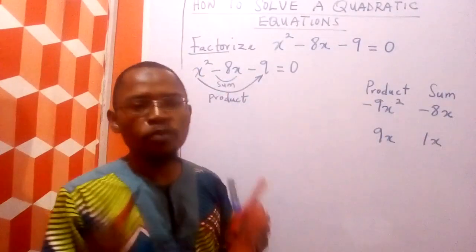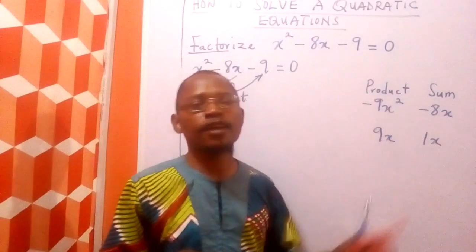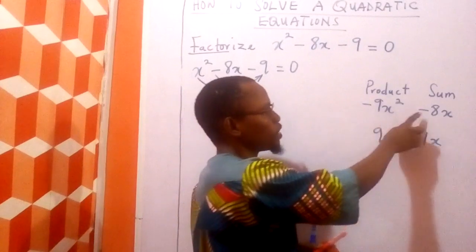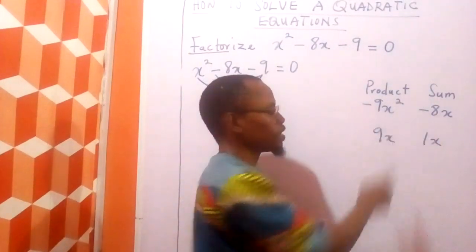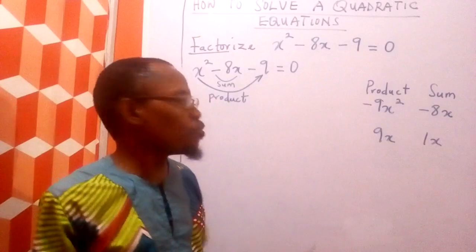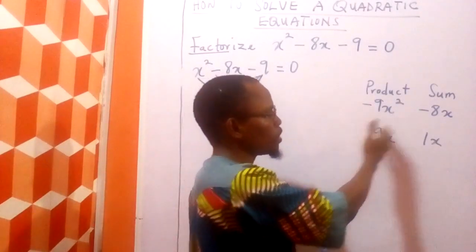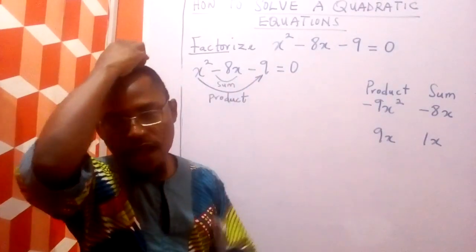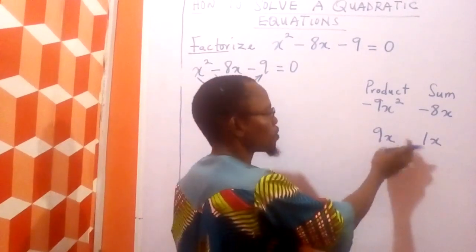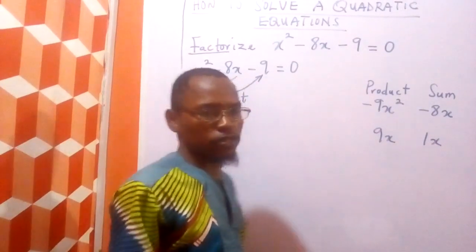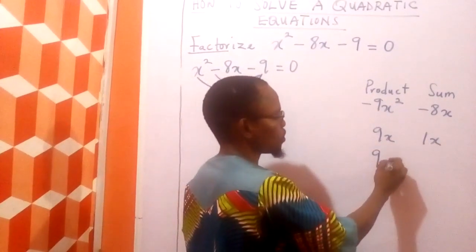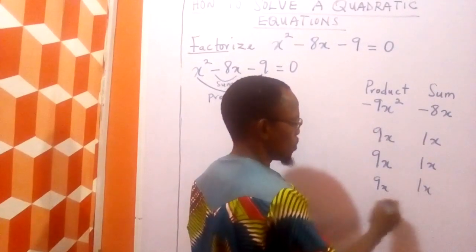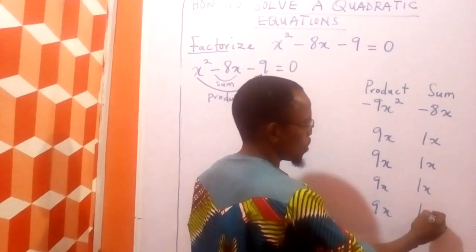Now, the problem might arise here, and that problem is with the arithmetic sign. Both of them are negative. You may be wondering how you will know whether this will be negative or this will be positive, or vice versa. To simplify it, we write down these factors in 4 places: 9x, 1x, 9x, 1x, 9x, 1x.